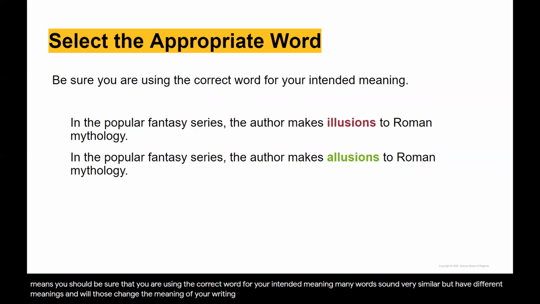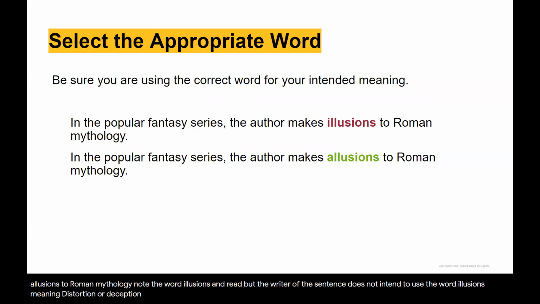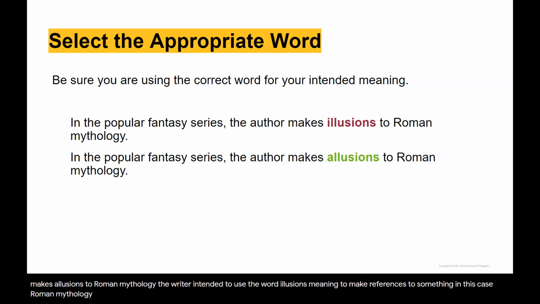For example, the first sentence here reads, "In the popular fantasy series, the author makes allusions to Roman mythology." Note the word allusions in red, but the writer of the sentence does not intend to use the word illusions, meaning distortion or deception. The second sentence uses a correct word indicated in green. In the popular fantasy series, the author makes allusions to Roman mythology. The writer intended to use the word allusions, meaning to make references to something, in this case, Roman mythology.